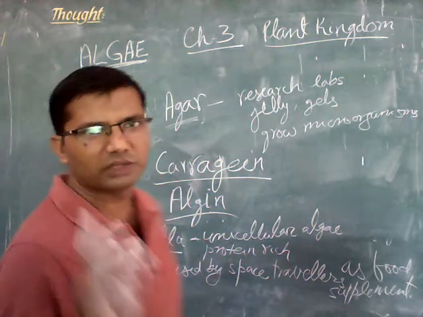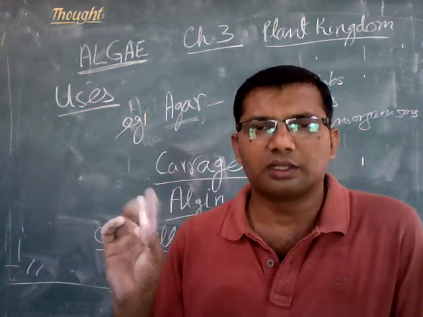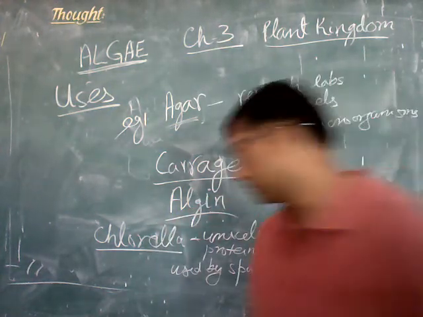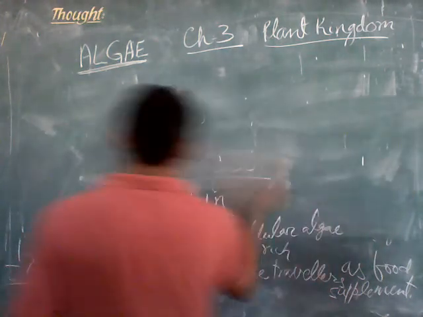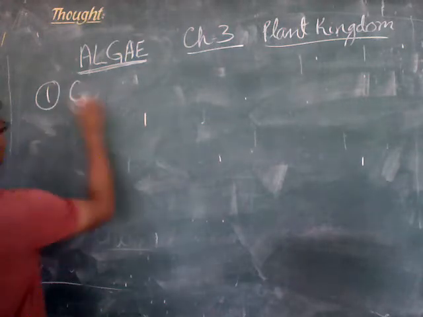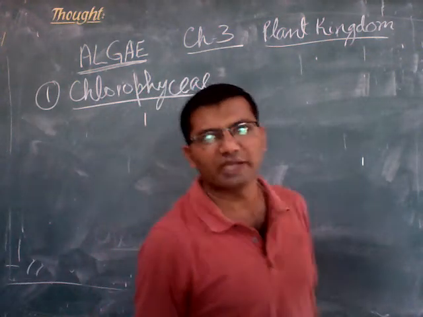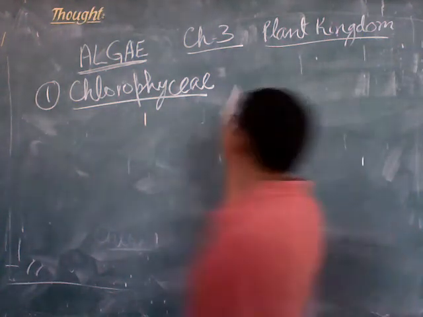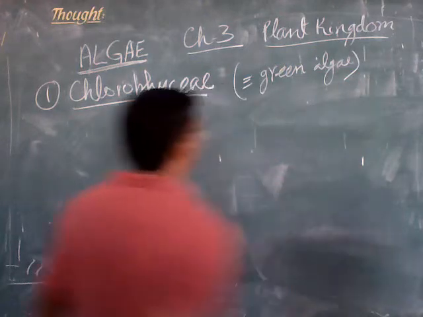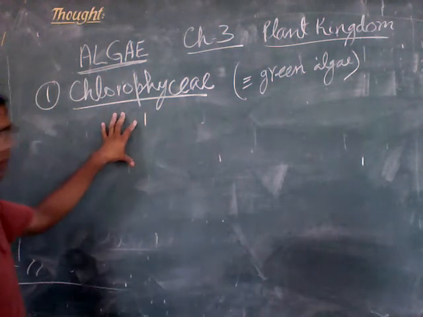So, now we have discussed the general features of algae. We have seen their reproductive mode, their habitat, their mode of nutrition, their usage. Now, the algae are divided into three classes. So, we will study the first group of the algae. The first category of the algae is called Chlorophyceae, or some people pronounce it differently. Okay? Chlorophyceae are also called green algae. There are three categories of the algae: Chlorophyceae, Rhodophyceae, and Phaeophyceae. So, first we will study the Chlorophyceae.